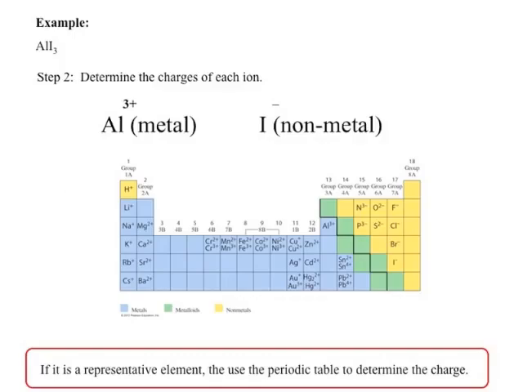So the next question is, what is the charge of each ion? Well, always remember the position in the periodic table. Aluminum belongs to group 3A. Because it's a group 3A metal, it will lose 3 electrons and become aluminum 3+. Iodine belongs to group 7A. It should gain 1 electron and become iodide, 1-. Let's move to the next slide.